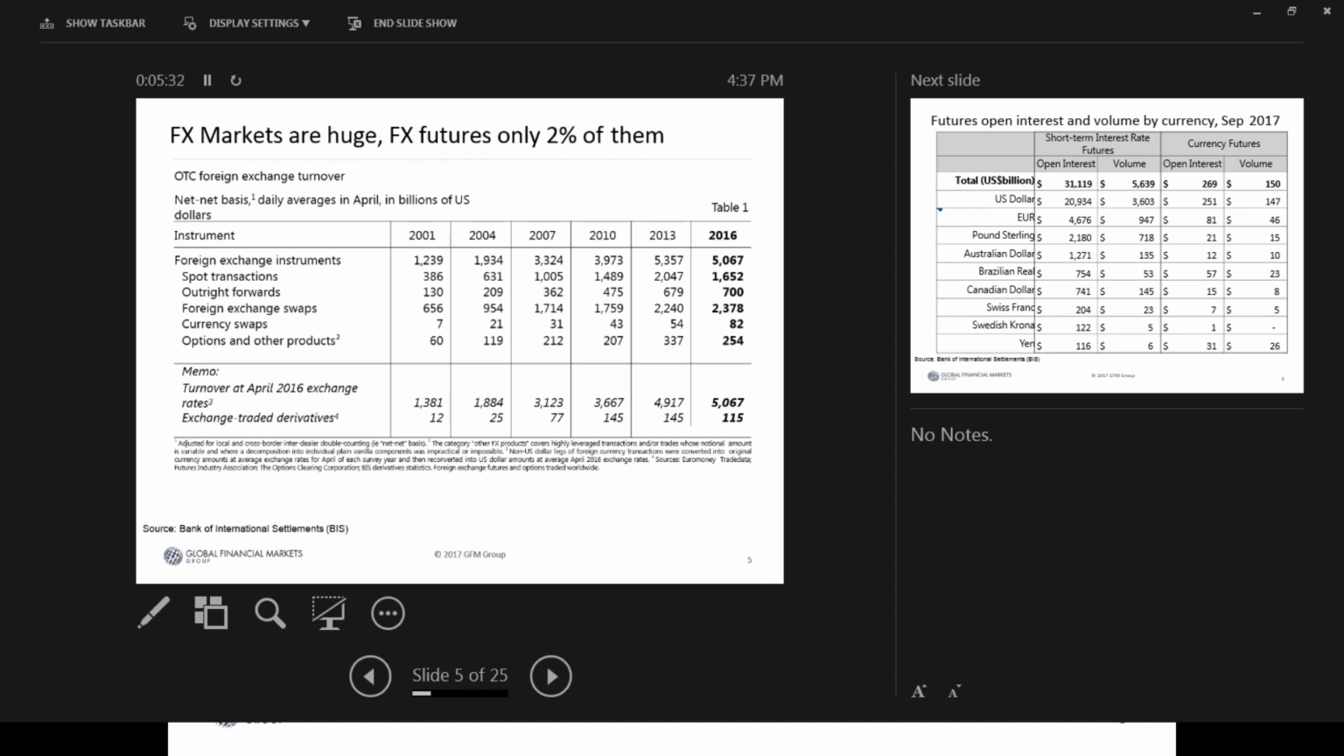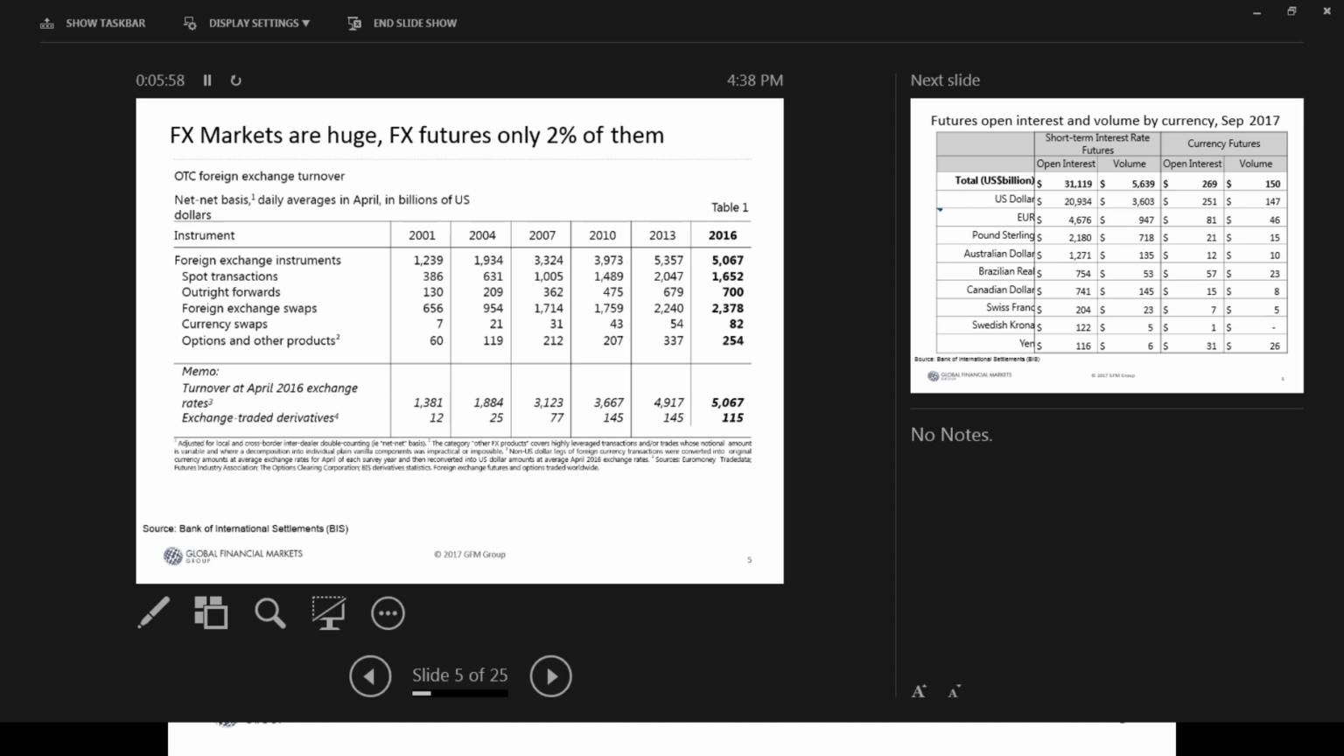The next 3 categories are what are called outright forwards, foreign exchange swaps, and currency swaps. Effectively, outright forwards and foreign exchange swaps are contracts where instead of settling in 1 to 2 business days, I will buy yen from you today, but instead of receiving it in 2 business days, I may receive it 1 month from now.